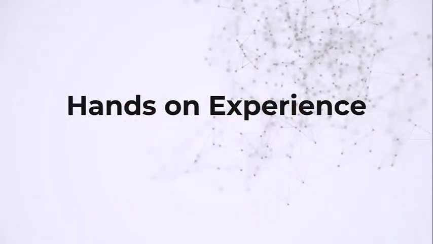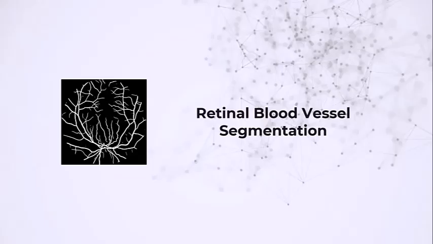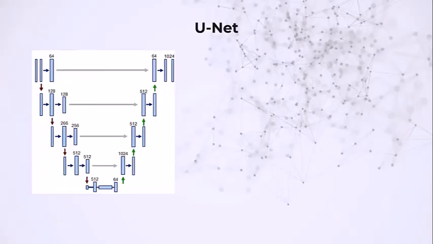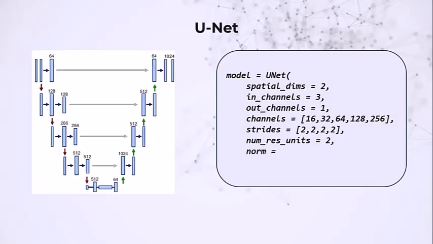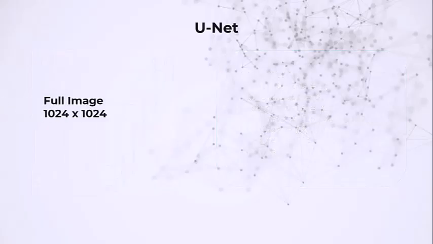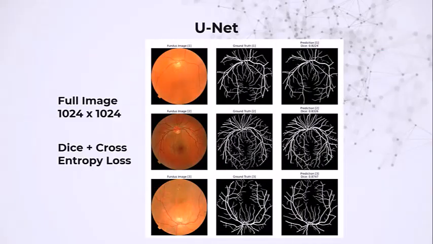In this section, I would like to share my learnings and experiences on working with MAPLES-DR dataset. For retinal blood vessel segmentation, I began with the classic U-Net model from Monai library, because it is simple to use and works well on most of the tasks. I configured the U-Net model with 5 encoder-decoder levels and 2 residual units per block. I trained the U-Net model on full 1024 by 1024 images using Dice plus cross-entropy loss.